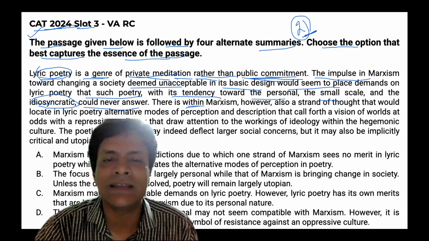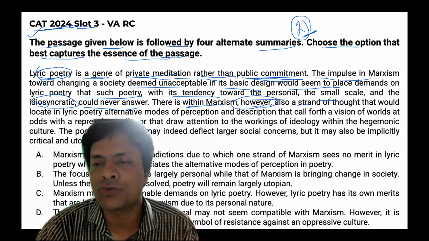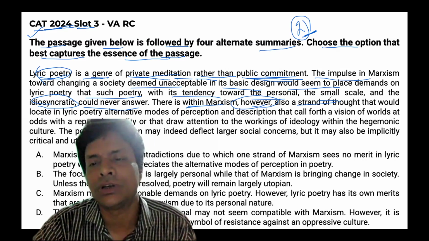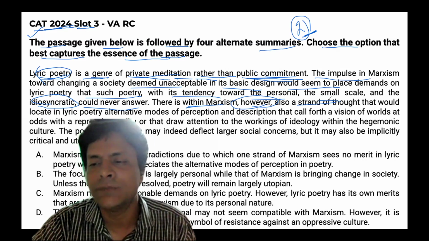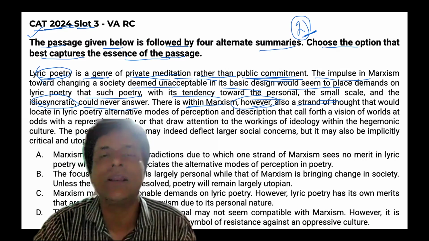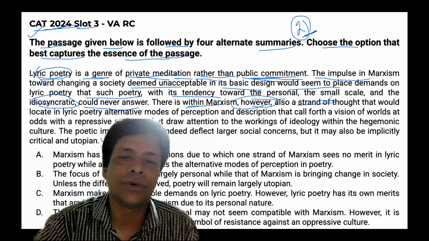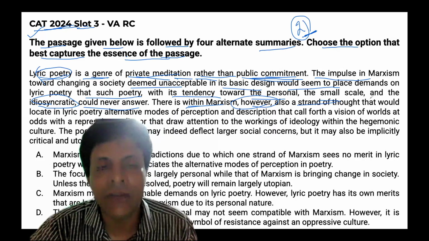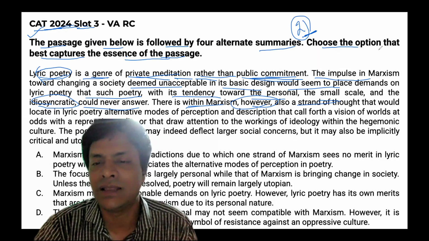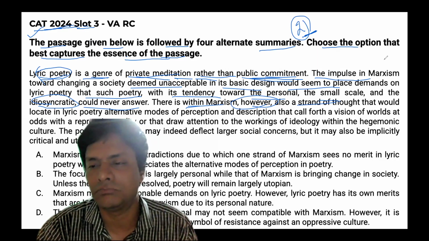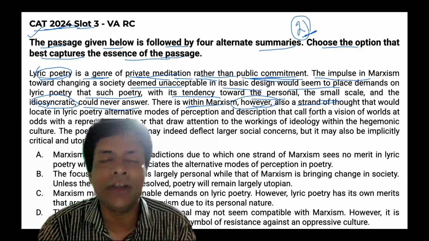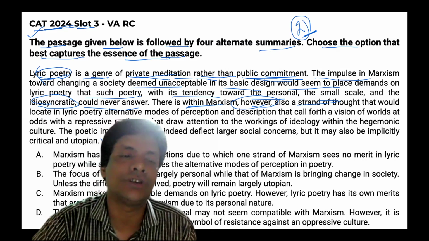Then it is stated, there is within Marxism, however, also a strand of thought. Strand of thought means a particular idea or approach within a larger belief system. So it says that, however, also a strand of thought indicates in lyric poetry alternative modes of perception and description that call forth a vision of worlds at odds with the repressive reality, or that draw attention to the working of ideology within the hegemonic culture, right?